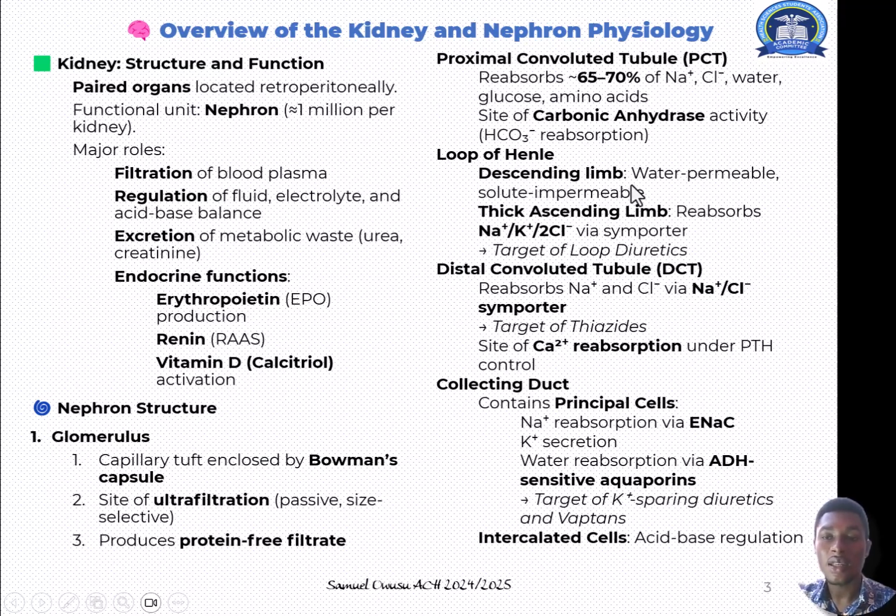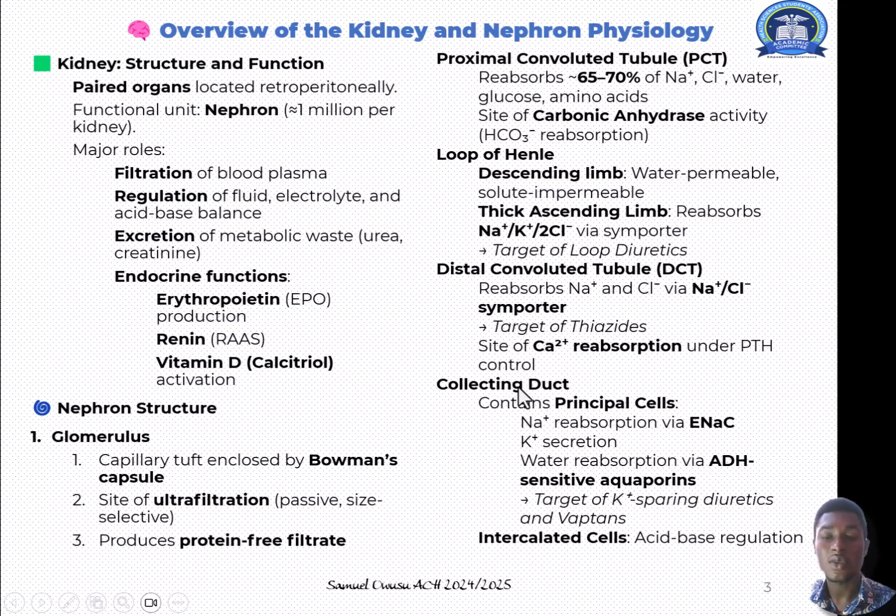The descending limb is water permeable and solute impermeable, so it doesn't allow solutes to pass through. Then we have the thick ascending limb, which reabsorbs sodium, potassium, and chloride via a symporter. Then there is the distal convoluted tubule where reabsorption of sodium ions and chloride ions also occurs via another symporter. So we'll be making use of a lot of symporters. Then eventually they will all end in what we call the collecting duct.